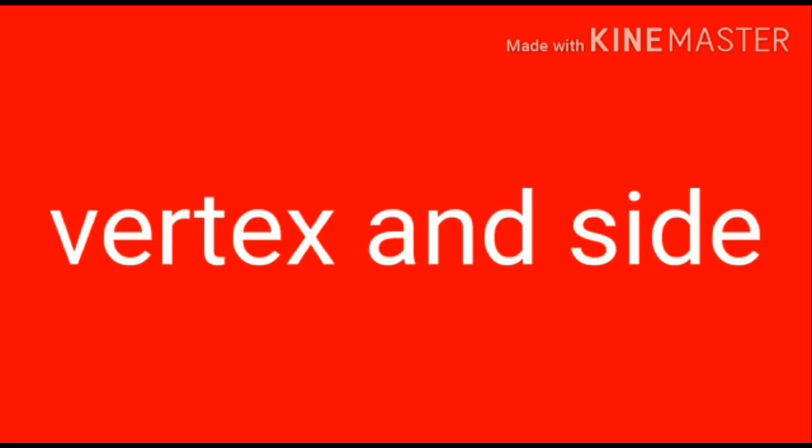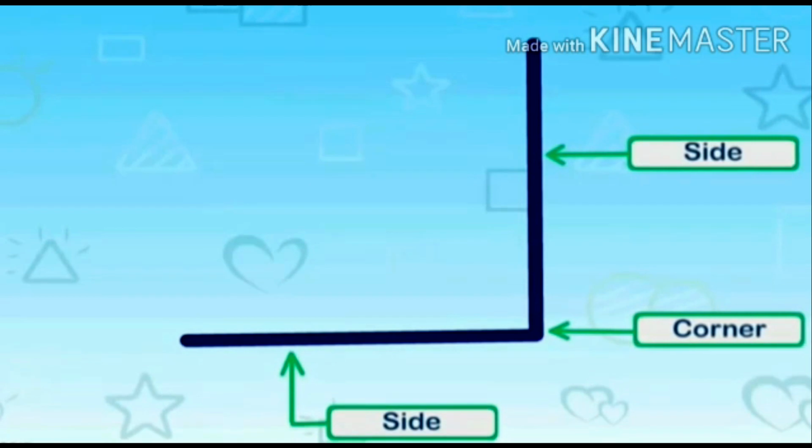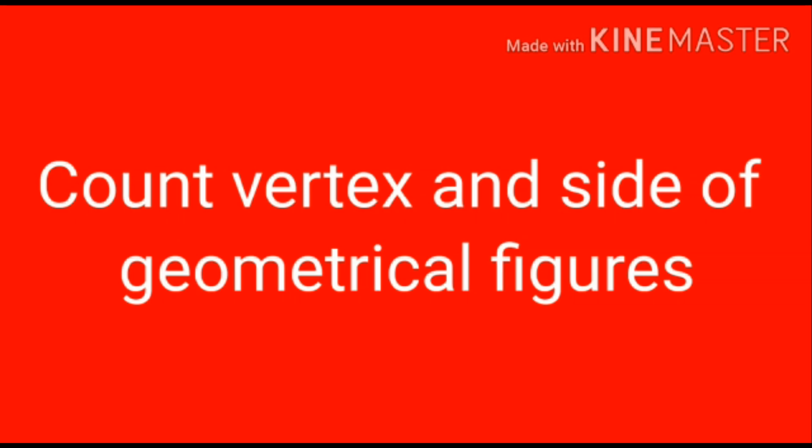Now let's start today's topic, vertex and side. A side or edge is a line segment that joins two adjacent corners of the shape. A corner or vertex is the point where two sides or edges meet. Now let's count vertex and side of geometrical figures.